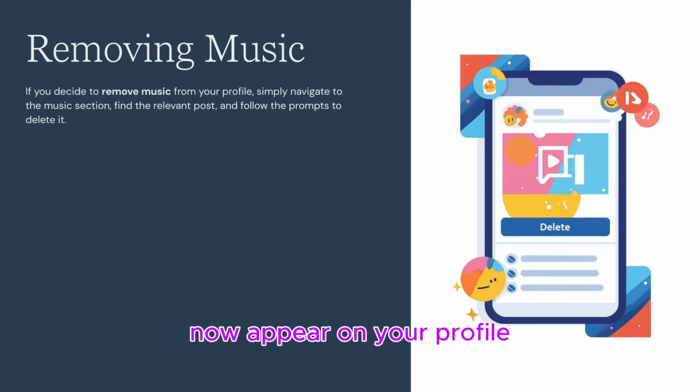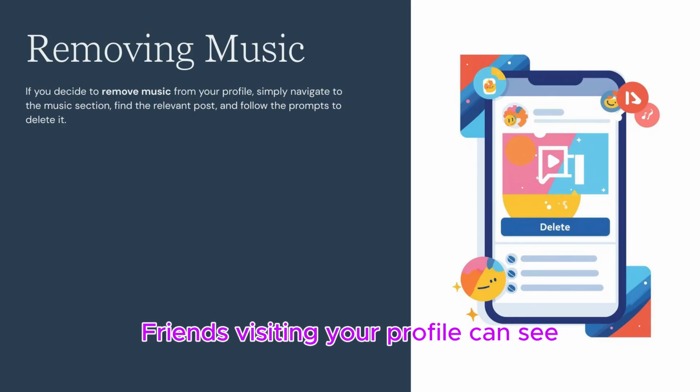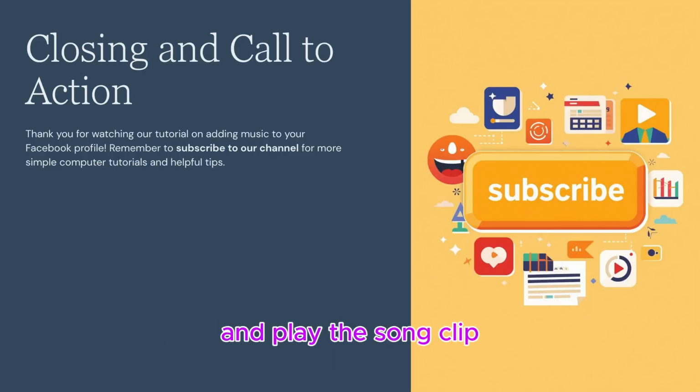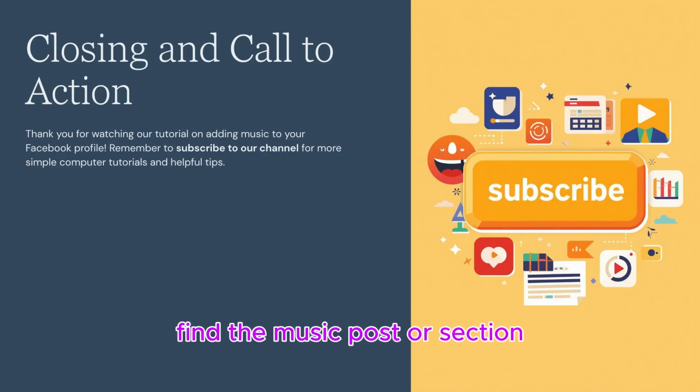The song will now appear on your profile, often in a dedicated music section or as a post on your timeline. Friends visiting your profile can see and play the song clip. To remove it later, go to your profile, find the music post or section, tap the three dots, and select Delete or Remove from Profile.